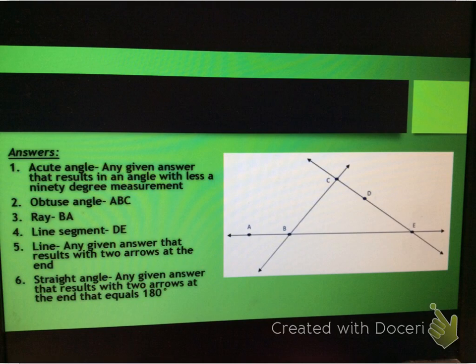Number 4, a line segment: segment DE. Number 5, a line: any given answer that results with 2 arrows at the end. There are multiple answers. Number 6, straight angle: any given answer that results with 2 arrows at the end that equals 180 degrees. There are multiple answers.